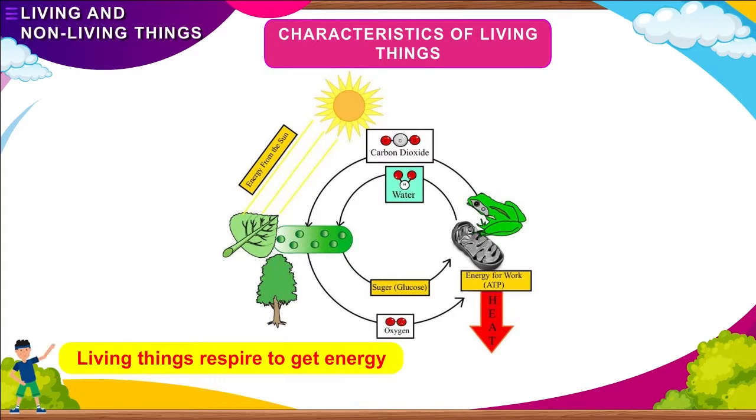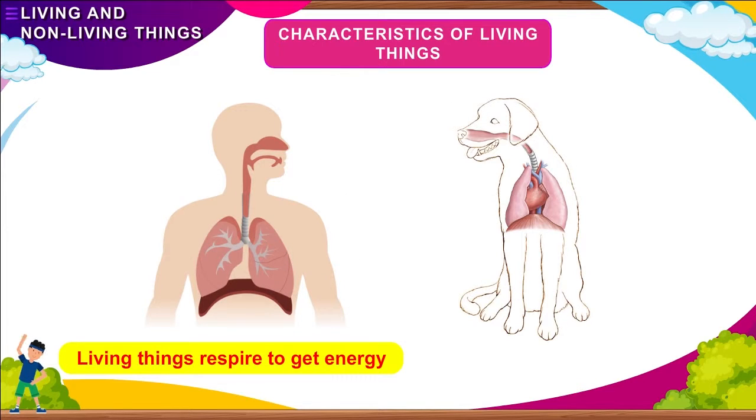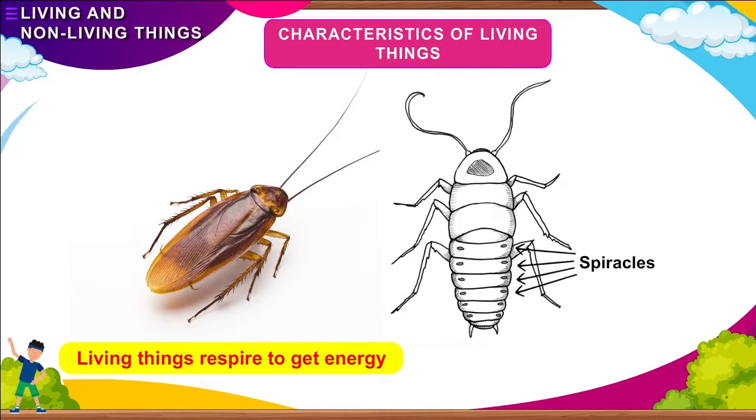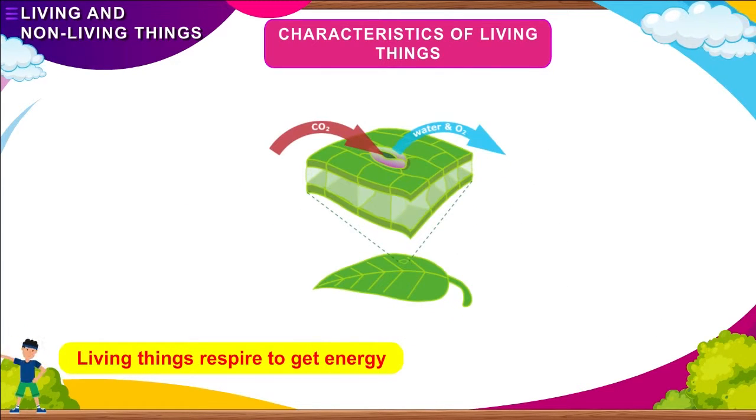Different organisms have different organs for breathing. Most of the animals and human beings breathe through the nose. Fish breathe through the gills. Cockroaches breathe through spiracles, which are tiny air holes present on their body. Plants breathe through tiny pores present on the surface of leaves called stomata.